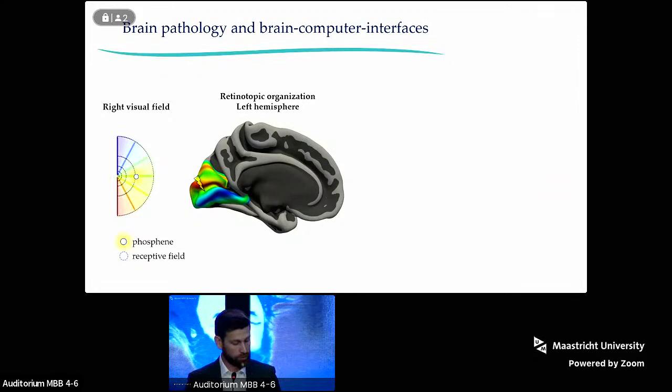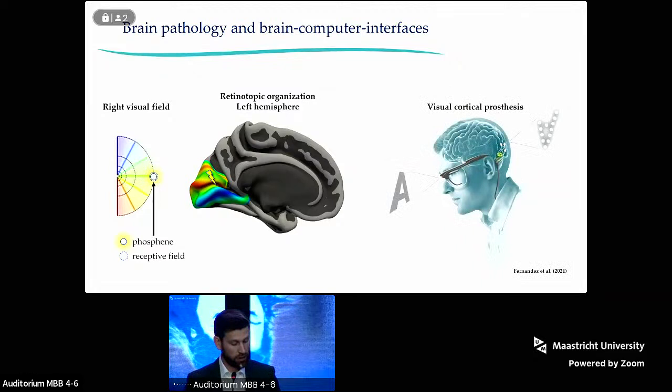Here's an example of if you would stimulate the brain, how you would elicit a dot of light. And here's an example of how a system could use this principle to create patterns of a percept by stimulating the brain directly. The devices that you use for this are called visual cortical prostheses. And basically they work like a system that connects electrodes to a camera, and then we can approximate the images taken by this camera by selectively stimulating the cortical area.